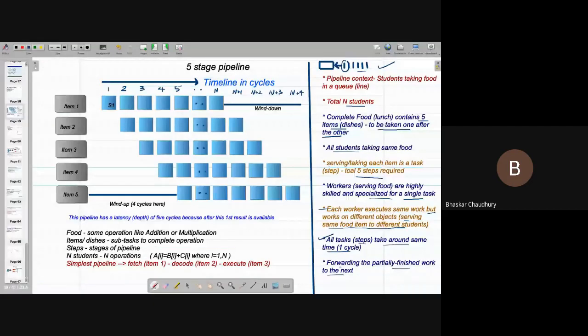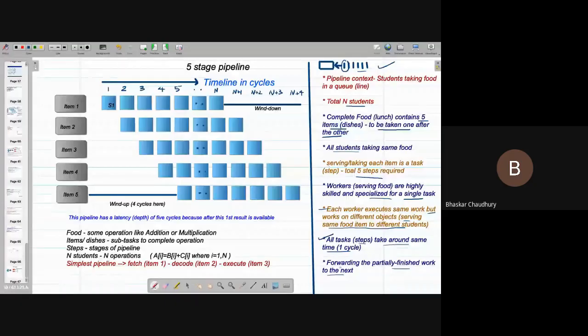Now let's understand here. This is a 5 stage pipeline. There are 5 food items: item 1, item 2, item 3, item 4, and item 5. I have n students who have to be served, and this is the timeline in cycles: cycle 1, cycle 2, cycle 3, and so on. What happens exactly at cycle 1? This is the starting point of time. At cycle 1, student 1 takes item 1. At that particular instance of time, no other student can do anything because it has to be in order.